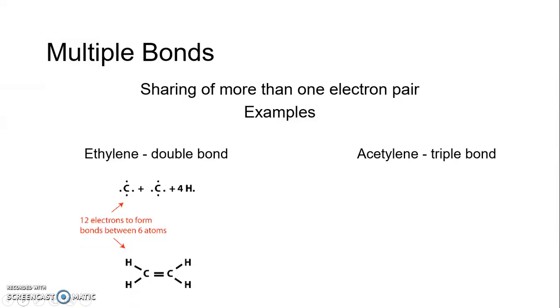On the left, we have ethylene. You have 2 carbon atoms. Carbon has 4 valence electrons. And you have 4 hydrogens, each with 1 valence electron. That means the hydrogens have 4 to share with the 2 carbons, which need a total of 8 between the 2 of them. It's not going to work. So what happens is carbon is going to share 2 electrons from each atom, which leaves 2 electrons on each carbon that are not paired.